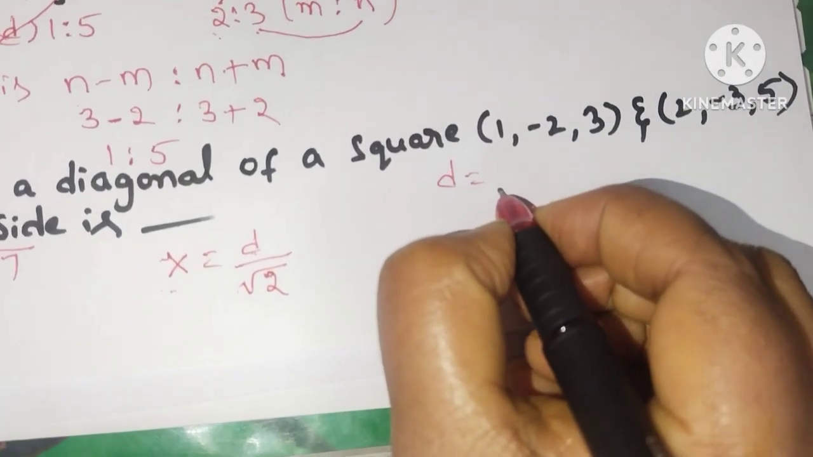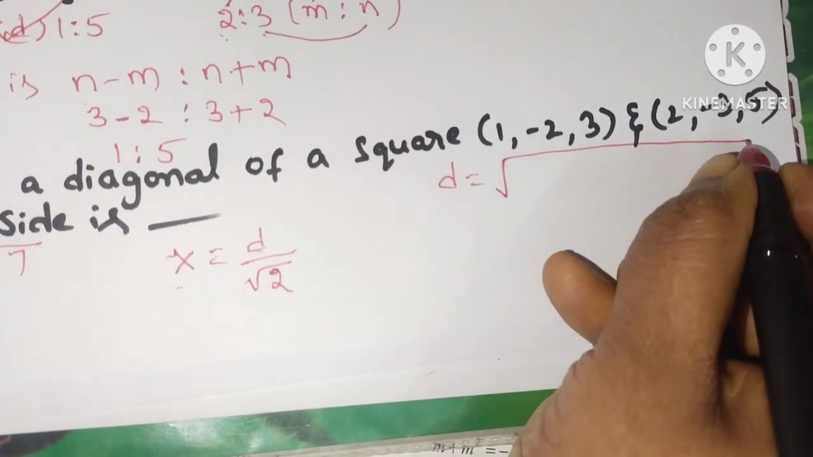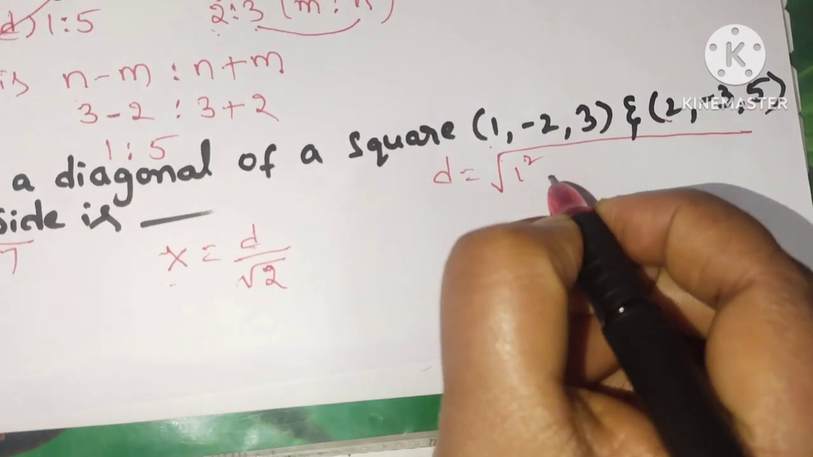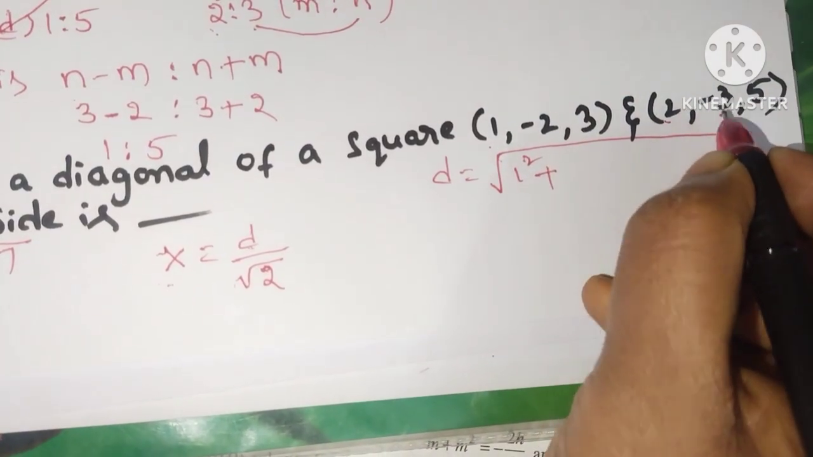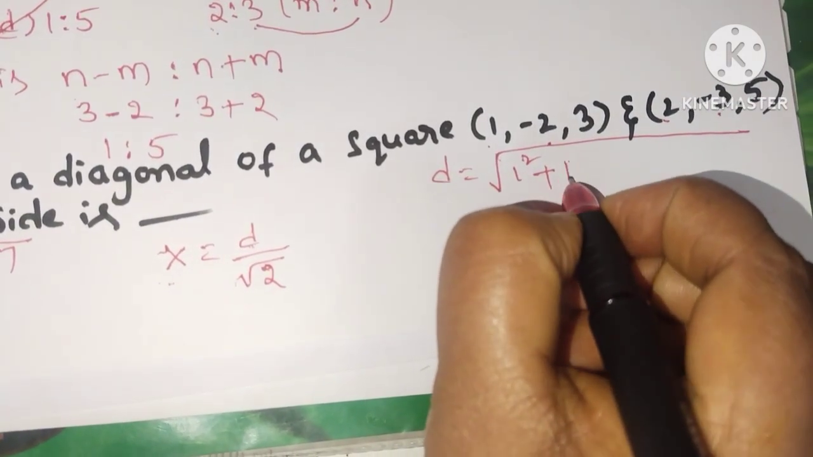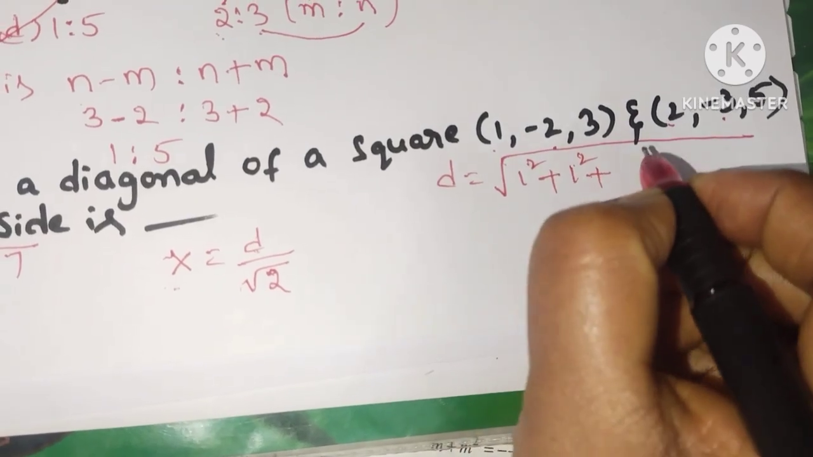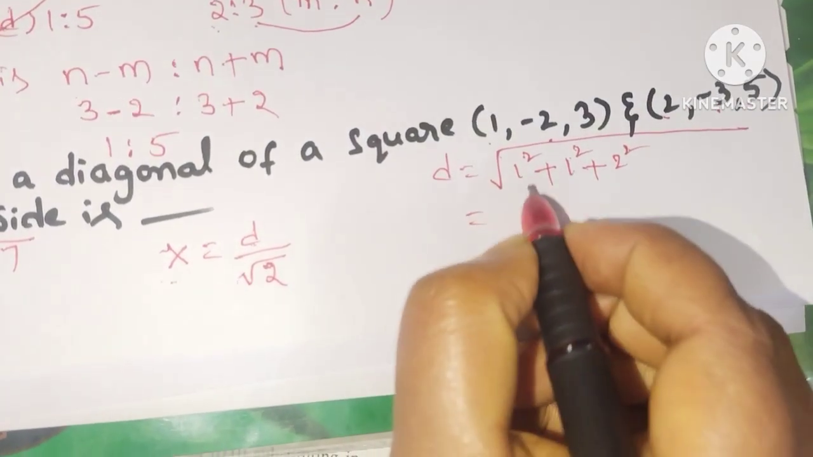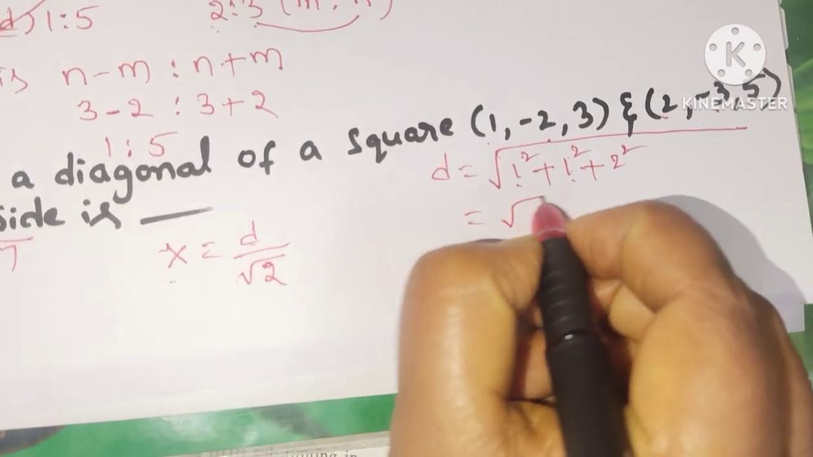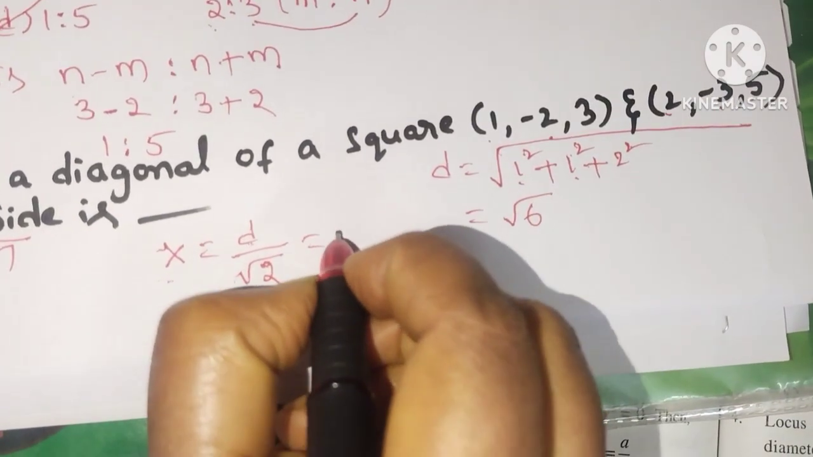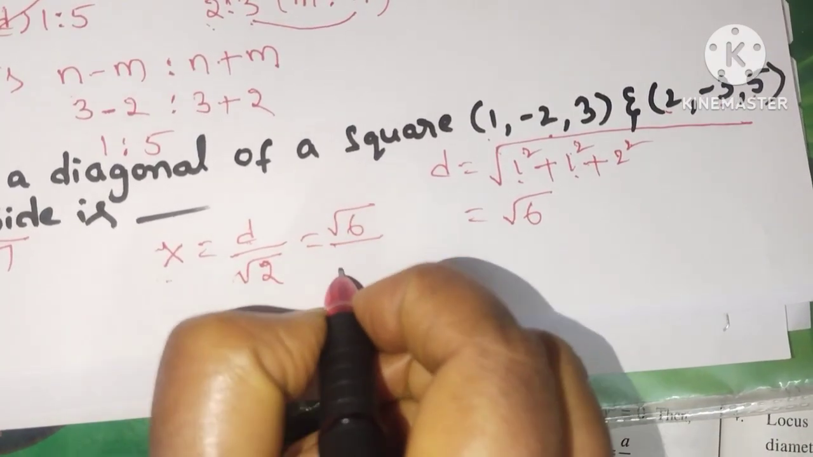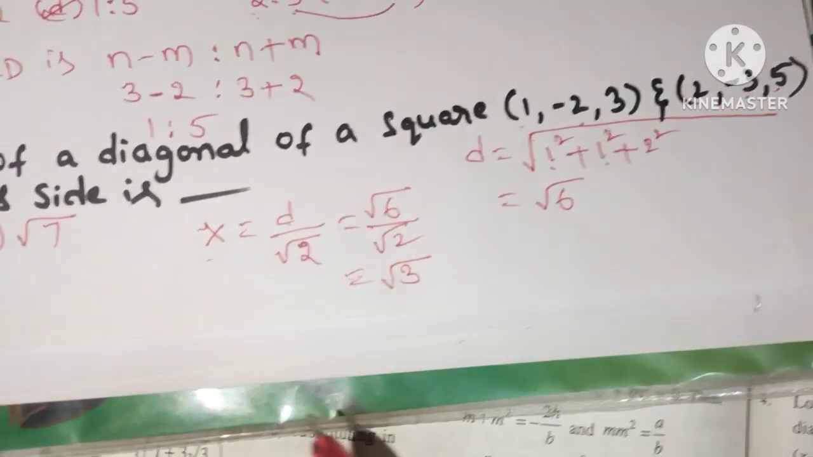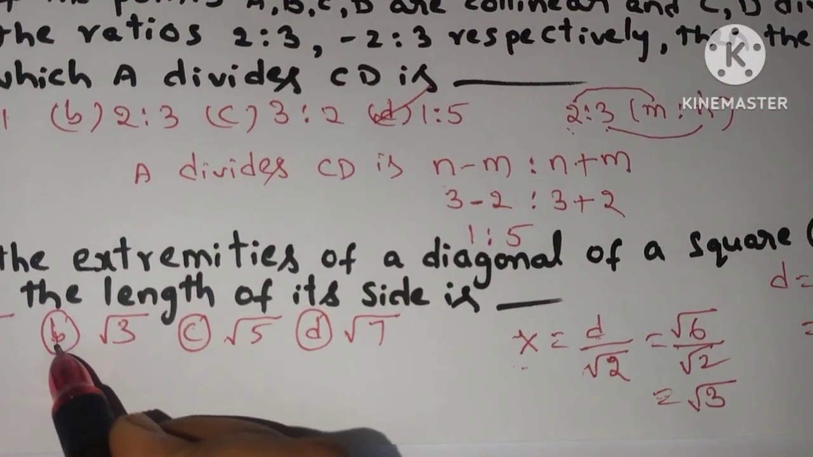D is equal to the square root of the distance between 2 points. (x2 minus x1), 2 minus 1 whole square, 1 square, plus (minus 3 minus of minus 2), minus 1 whole square, again 1 square, plus (5 minus 3), that is 2 square. So 1 plus 1 plus 4, root 6. What is the d value? Root 6. Then x is root 6 by root 2. What is the answer? Root 3. Check the option. Root 3, option B is correct.